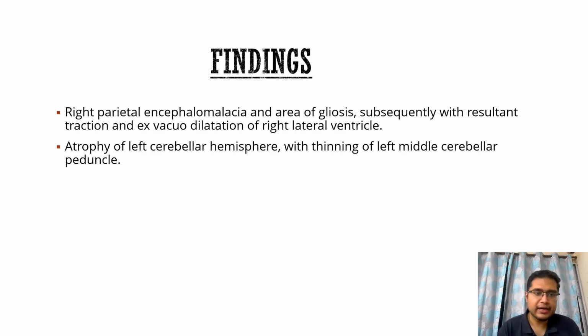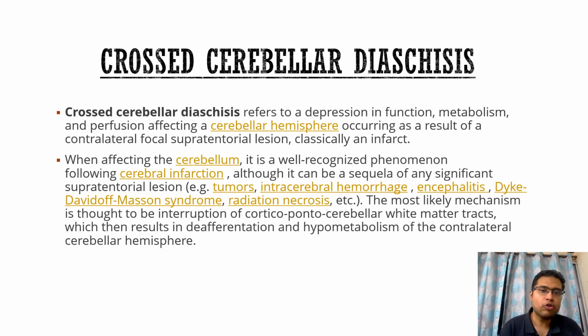So these are the findings: there is a right parietal encephalomalacia with an area of gliosis, with resultant traction and ex vacuo dilatation of the lateral ventricle, along with atrophy of the left cerebellar hemisphere with thinning of the left middle cerebellar peduncle. So what is the diagnosis here? It's a case of crossed cerebellar diaschisis, which refers to depression in function, metabolism, and perfusion affecting a cerebellar hemisphere occurring as a result of a contralateral focal supratentorial lesion, classically an infarct.